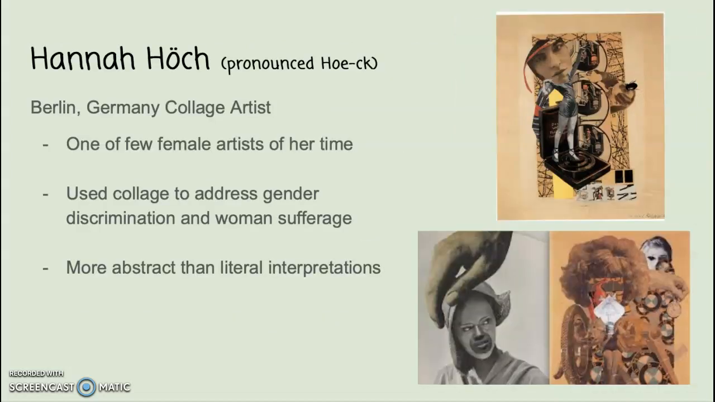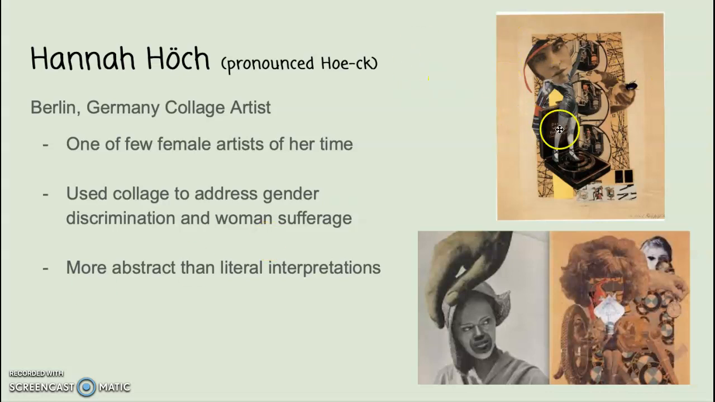Now let's talk a little bit about our art. Hannah Höch was an artist from Berlin, Germany, and she was one of few female artists of her time. She used collages to address her gender discrimination and women's suffrage. She was more abstract than literal in her interpretations.